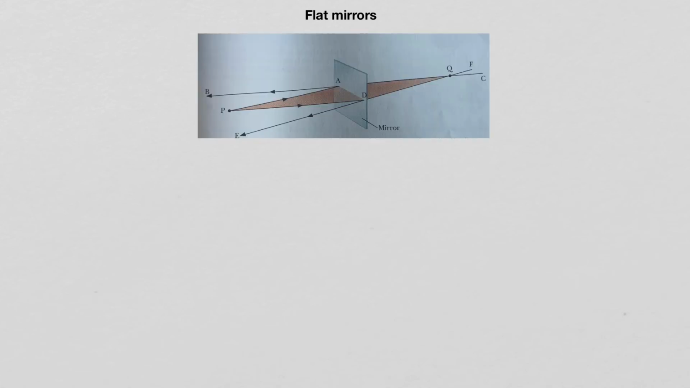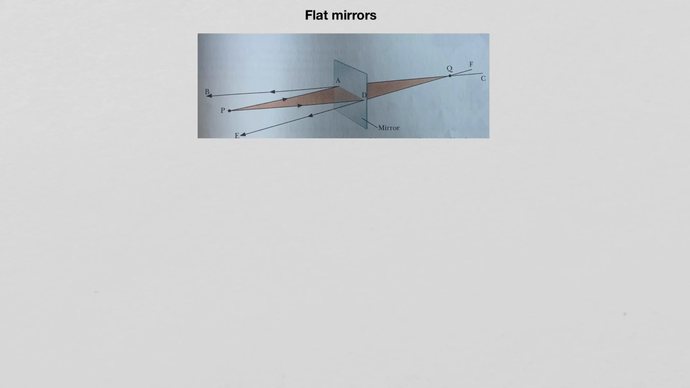So let's start with a simple example of a point object located at point P, which is illuminated by a light source. So when the light from the light source hits the object here, the light will be reflected from the object, and it's going to travel down those two paths. And of course, this is only two light rays from the reflected light, not all of them. So when this light ray hits the mirror at point A, it's going to reflect, and it's going to end up at point B.